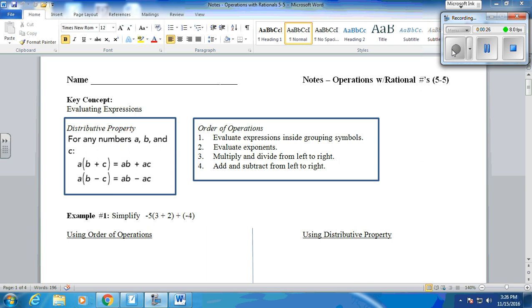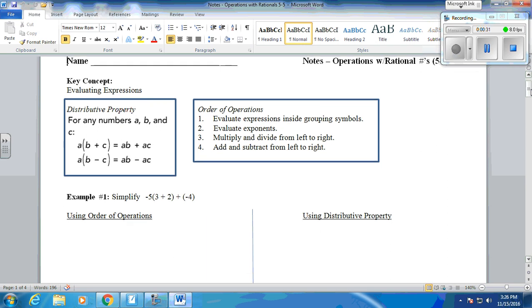So we have two key concepts for today, one with evaluating expressions, talking about the distributive property, and we also have order of operations, which is PEMDAS, which you guys have seen before. So the distributive property, I believe you've also seen, means that for any numbers A, B, and C, if you have A and then group together B and C, you're going to multiply those, and you have AB plus AC. Same thing applies that if you have a subtraction sign or a negative sign in front of that C, you will also get AB minus AC.